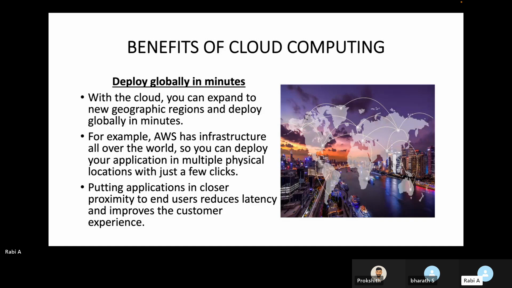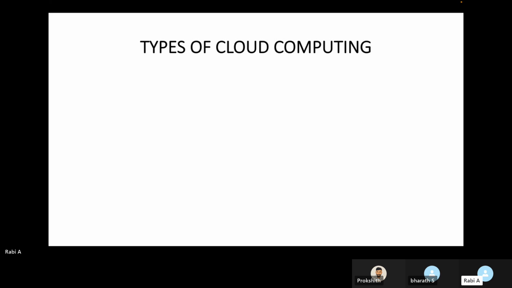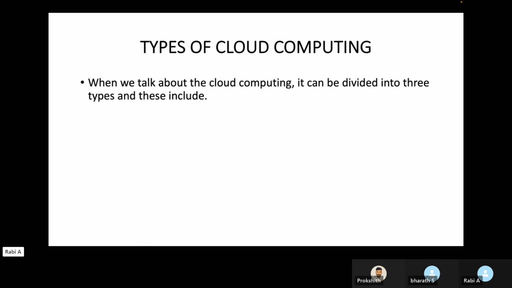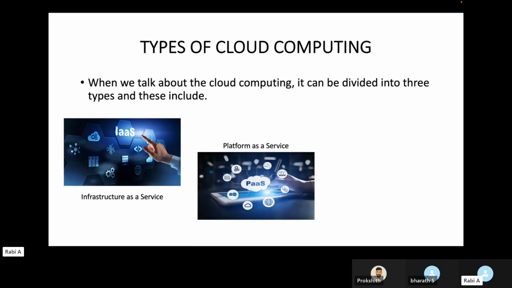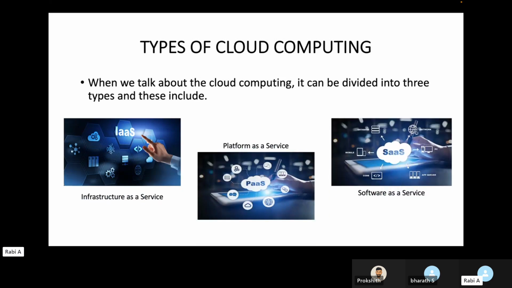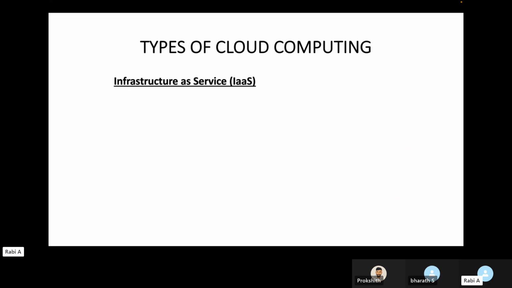Okay. Next is the types of cloud computing. So again, when we talk about cloud computing, there are different types that are available. Primarily, there are three types of cloud computing: infrastructure as a service, platform as a service, and software as a service. Depending on the use case, we will be using these different types of cloud computing. So first, let's look at infrastructure as a service.